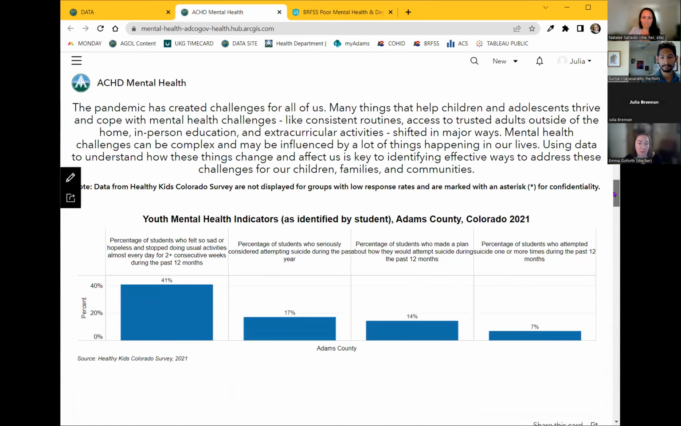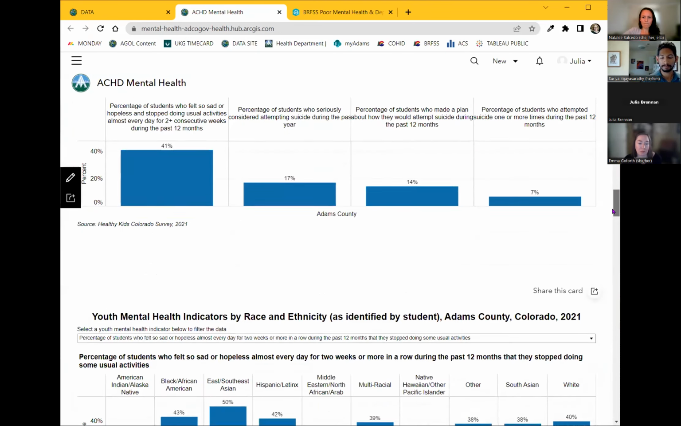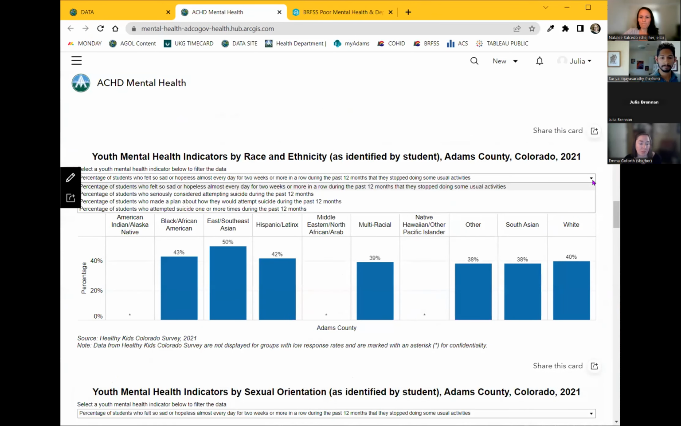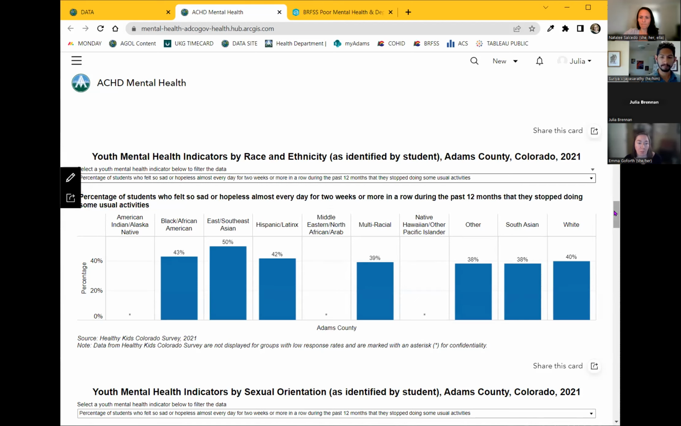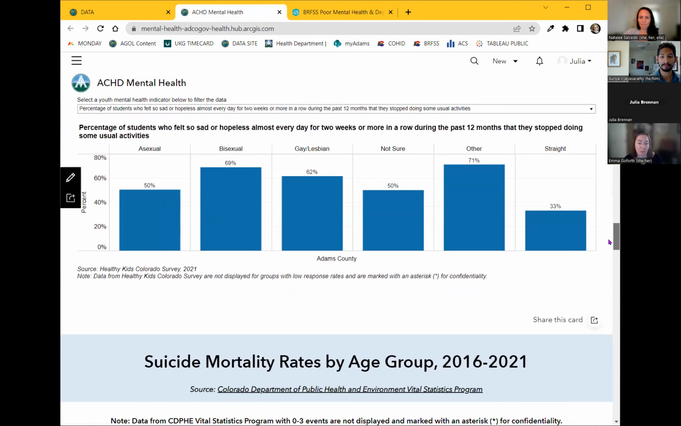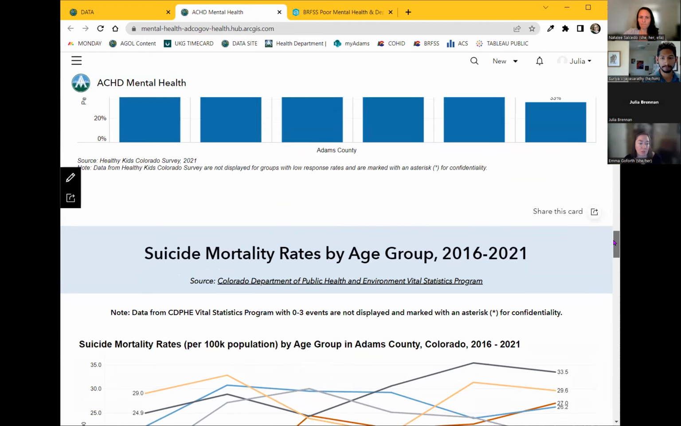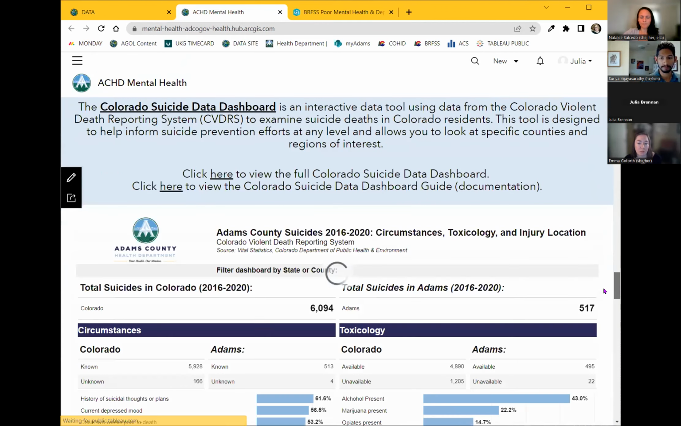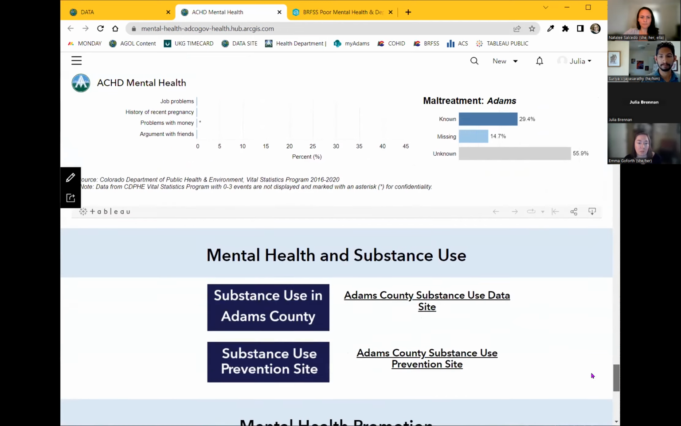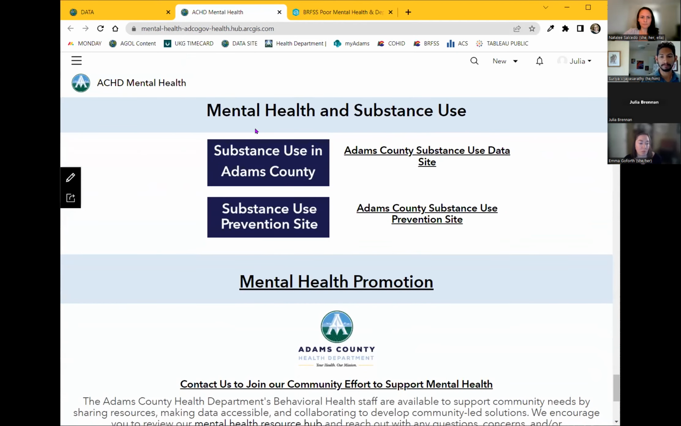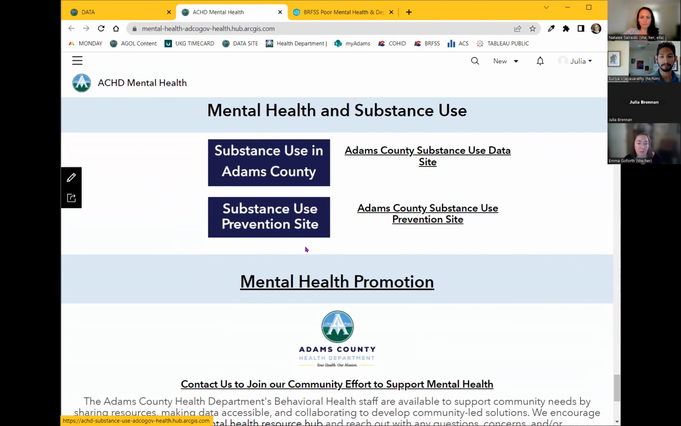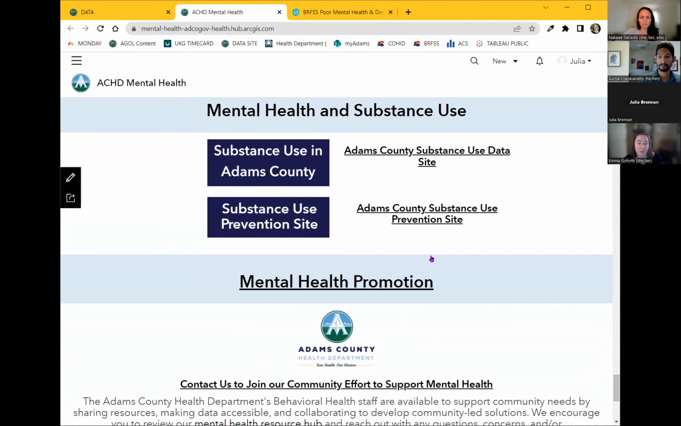And this is where you can see those youth mental health indicators that we've reviewed overall. And this is where you can select different youth mental health indicators in this drop down. And we also have the following sections for suicide mortality rates and circumstances. And then at the very bottom, we have links to our mental health and substance use site. So we have our mental health promotion site, and then these other substance use data site and substance use prevention site that will be talked about in the future.